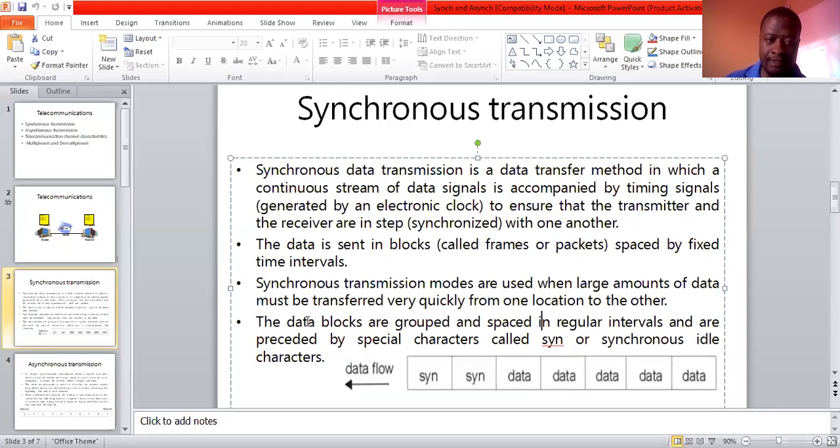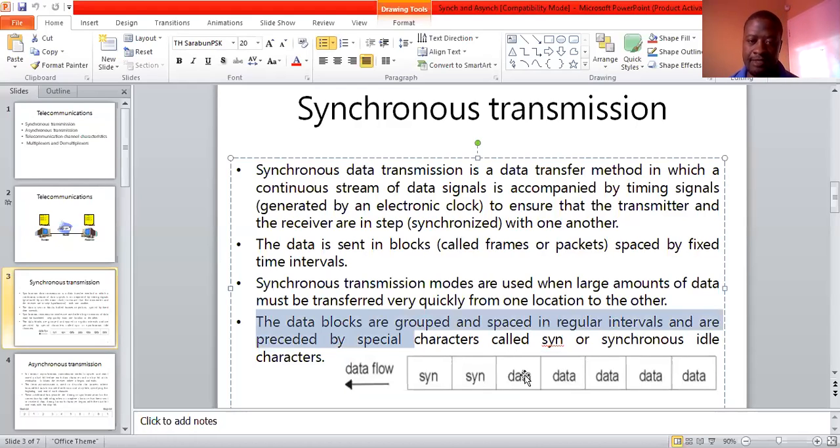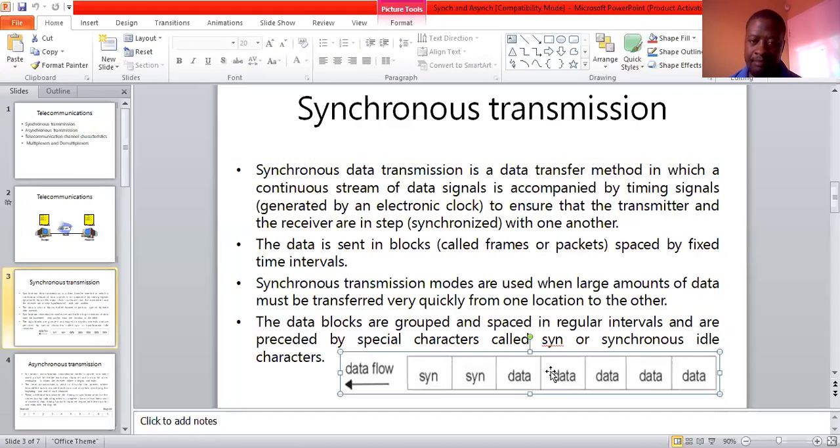Okay, so what you're saying here is the data blocks are grouped and spaced in regular intervals. Okay, so this is blocks of data. As you can see here, these are blocks of data, and they are spaced in regular intervals.